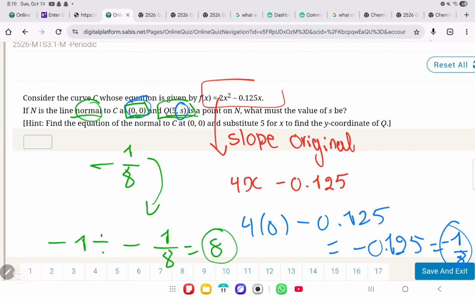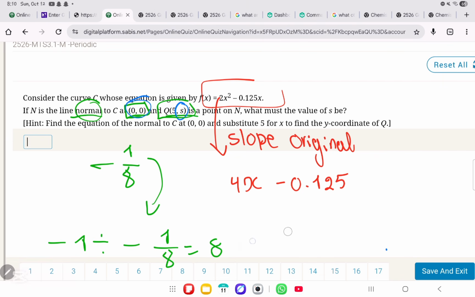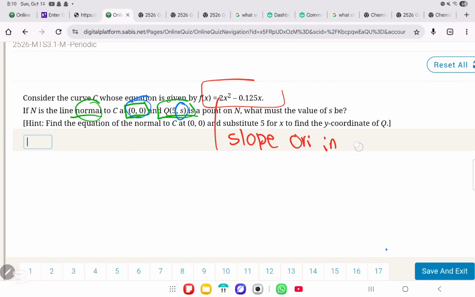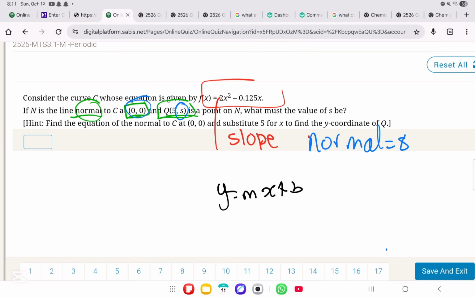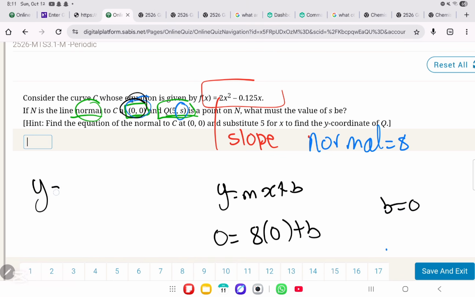Now we have the value of our slope for the normal. It is 8. Now we need to find the equation of the normal. How do we do that? y equals mx plus b, because it's a straight line. We have our y and our x, and we have our m. So 0 is equal to m, which is the slope 8, times 0 plus b. b is then equal to 0. So now the equation is y equals 8x.